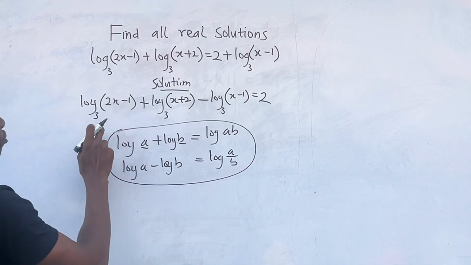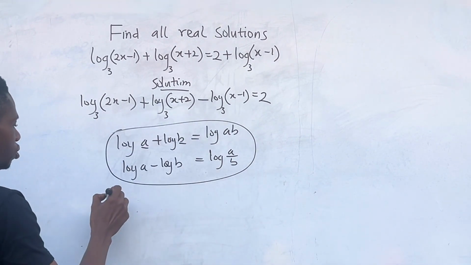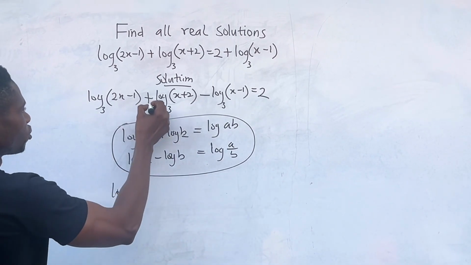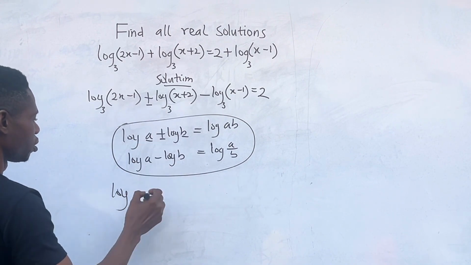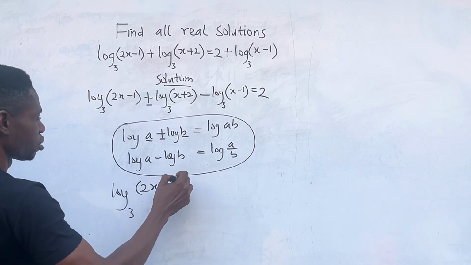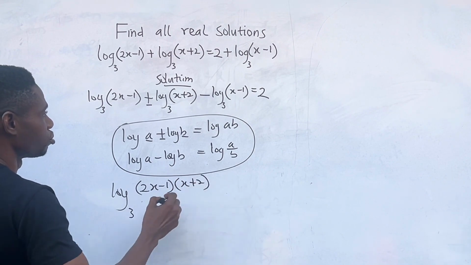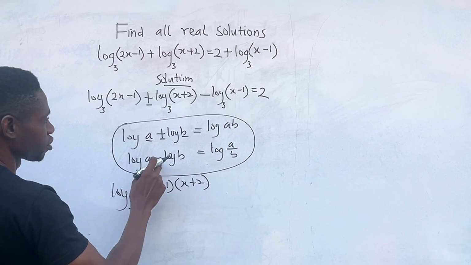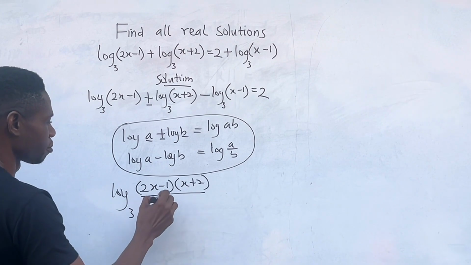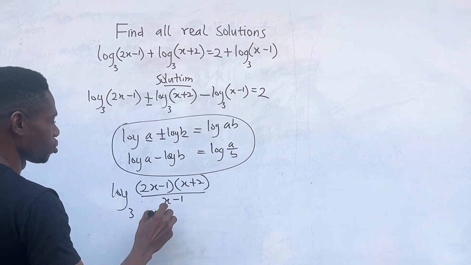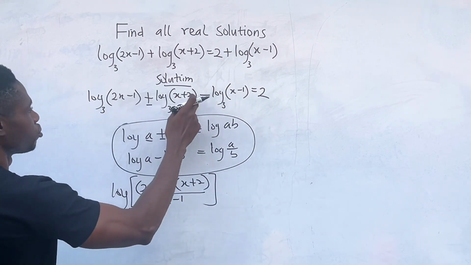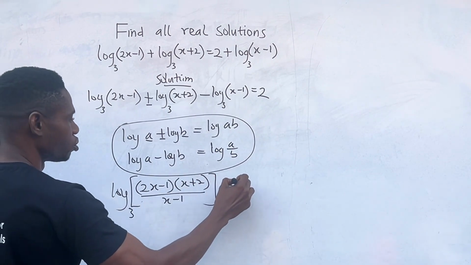let's go. So this will give us, since we have log base 3, so we have our log base 3 for all. So this one will follow this addition or product law. So we have 2x minus 1 multiplied by x plus 2. Now this one will follow this subtraction law or quotient law, and then it will be divided by x minus 1. So all of this gives us, equal to 2.